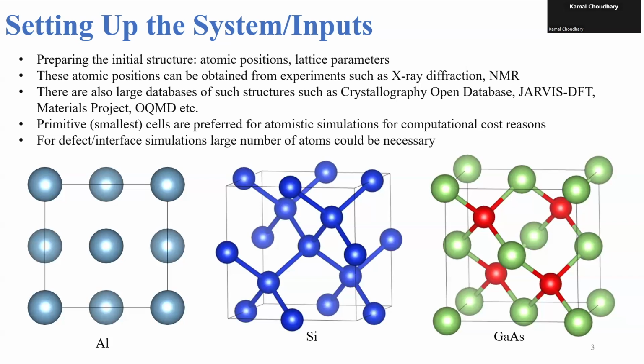For example, aluminum on your left-hand side, you can see is a conventional cell. Usually in the conventional cell of aluminum you have 4 atoms, and there is only one atom in the primitive cell.